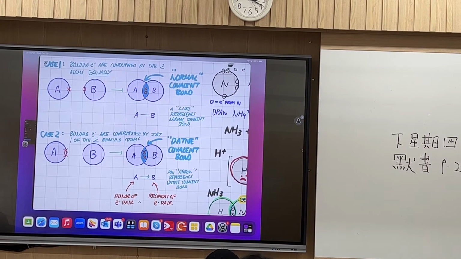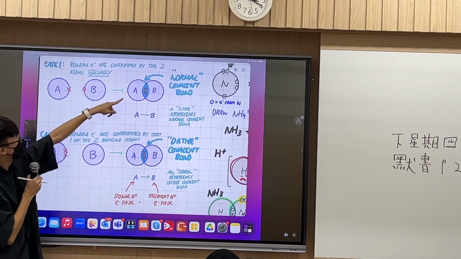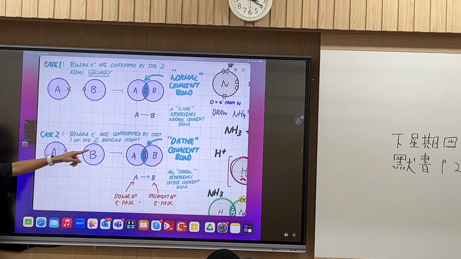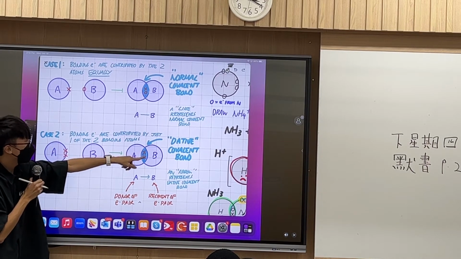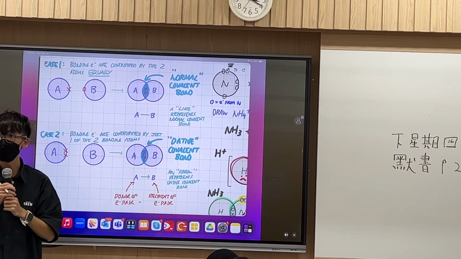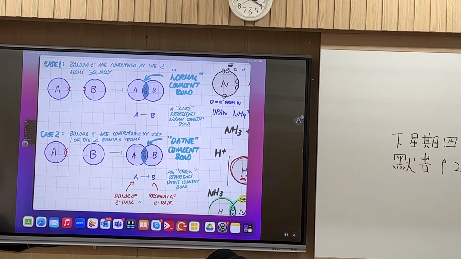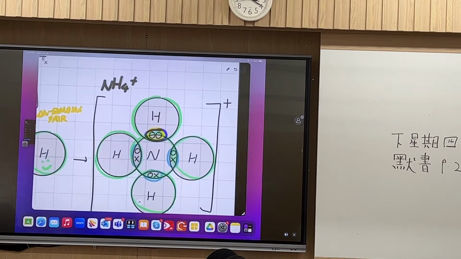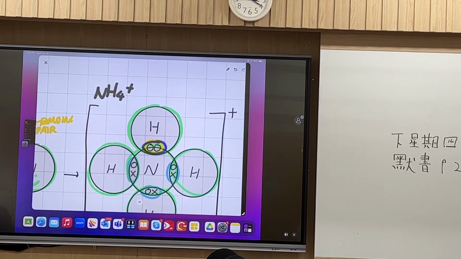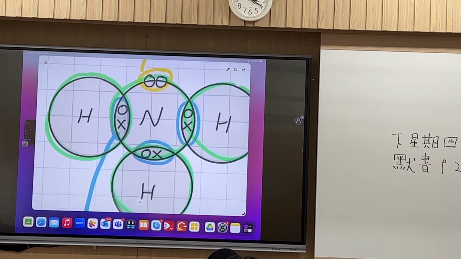When the bond is formed by equal contribution from the 2 bonding atoms, it's called a normal covalent bond. But when the bond has electrons coming from just one of the atoms, and the other has nothing to contribute, we call this dative covalent bond. Do you see the difference between these 2 types of bonds? Can you put down how many bonds we see in here? 4. How many are normal? How many are dative? 3 are normal, 1 is dative. What about in here? How many bonds do you see?